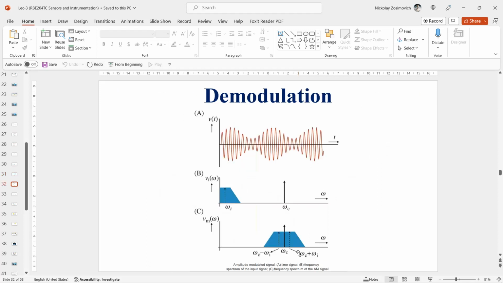The reverse process of modulation is called demodulation. Sometimes it's called detection. Looking at the AM signal with carrier, for instance, in this figure, we observe the similarity between the envelope of the amplitude and the original signal shape. An obvious demodulation method would therefore be envelope detection or peak detection.